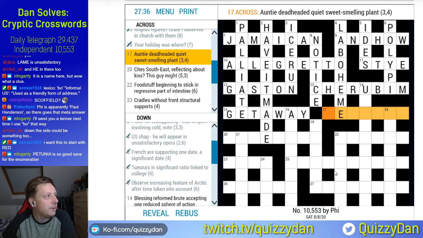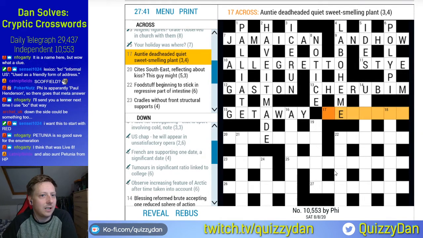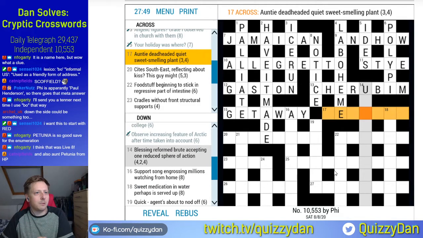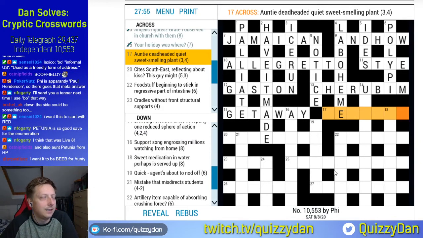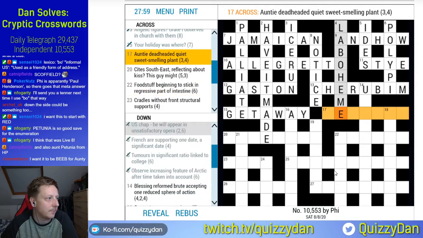Sweet smelling plant. Could be red. Auntie dead-headed, quiet. So I want quiet to be like shh and then take off the first letter or something. But anyway, I don't think we've got that. But I really want it to be a B here, just for Wembley, for no good reason.